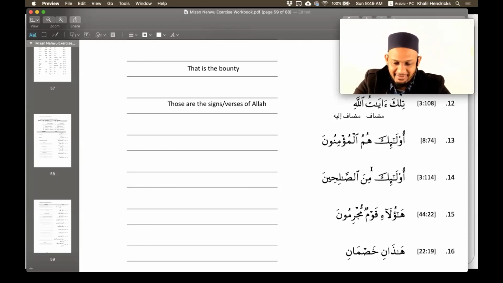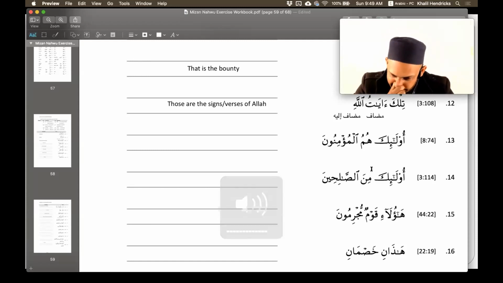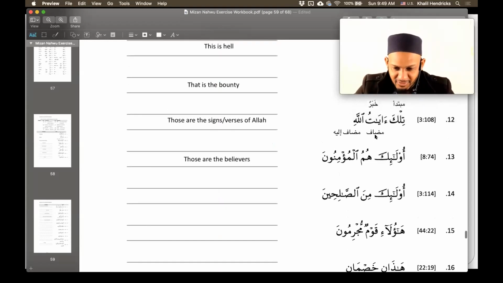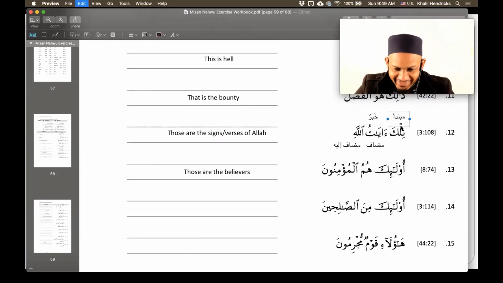I've got ulaika, those are the believers. Okay. Ulaika is the mubtada, and then humu. I don't have a label for that because that's the separator, and then the khabar, al-mu'minuna. You picked up fast on the previous example. So ulaika is the mubtada and al-mu'minuna is the khabar.